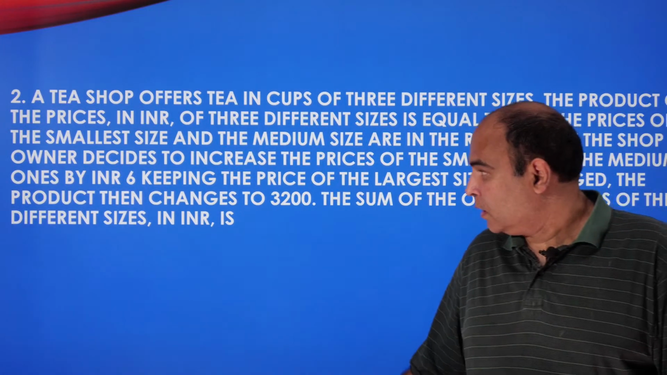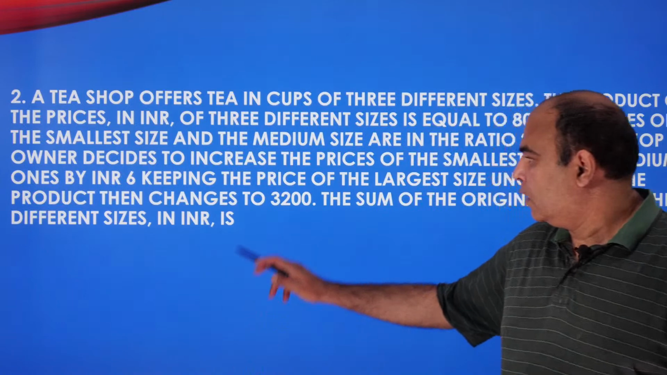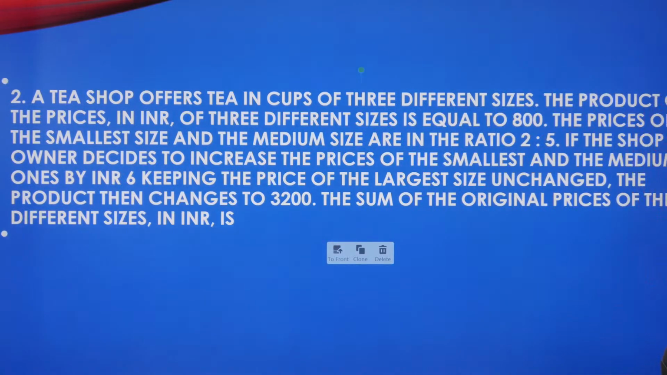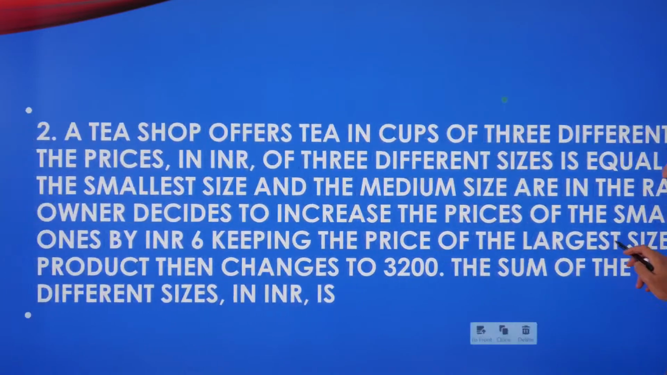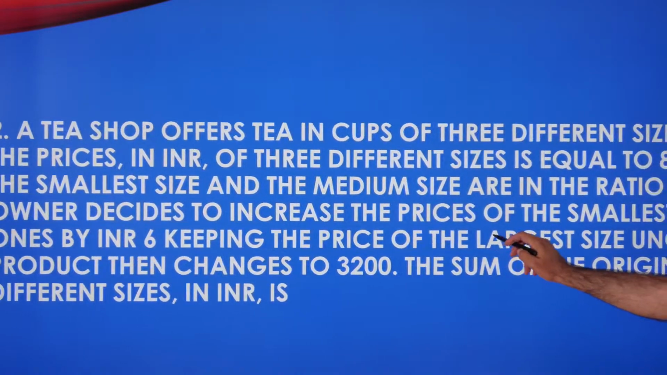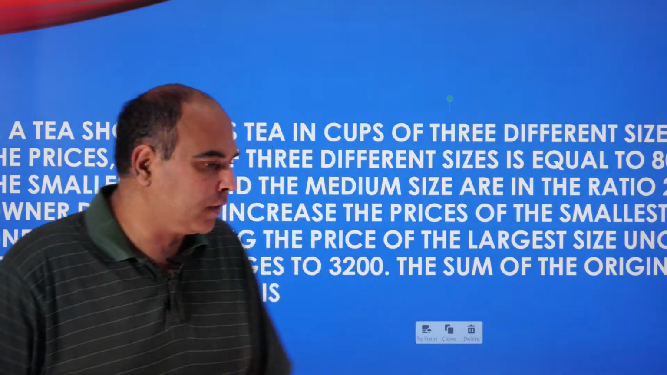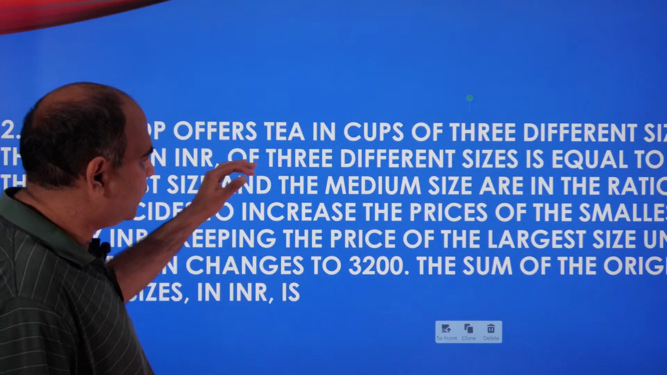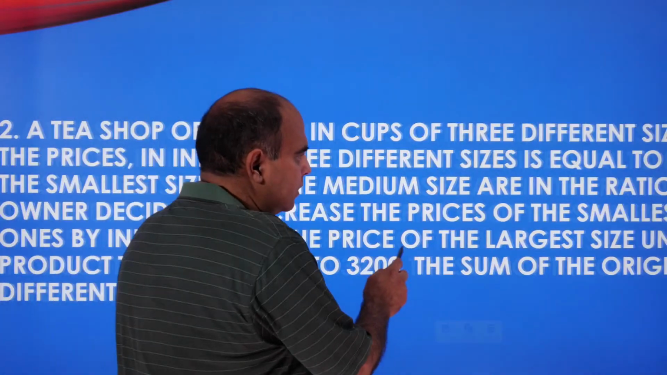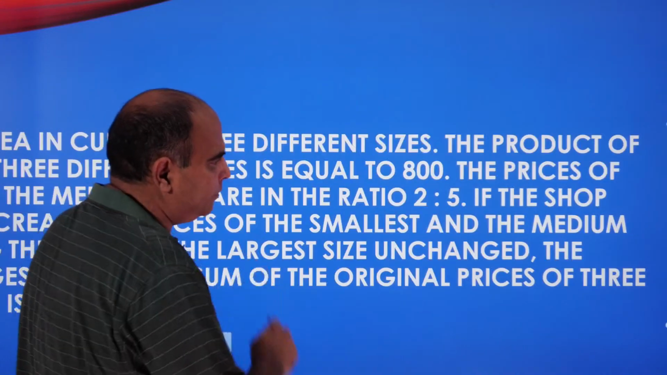The question says, a tea shop offers tea in cups of 3 different sizes. So let me just expand this a little bit, and I'll keep shifting this. The key points, I'll bring it into focus as we keep going here. So a tea shop offers tea in cups of 3 different sizes. Okay, what is it saying next?